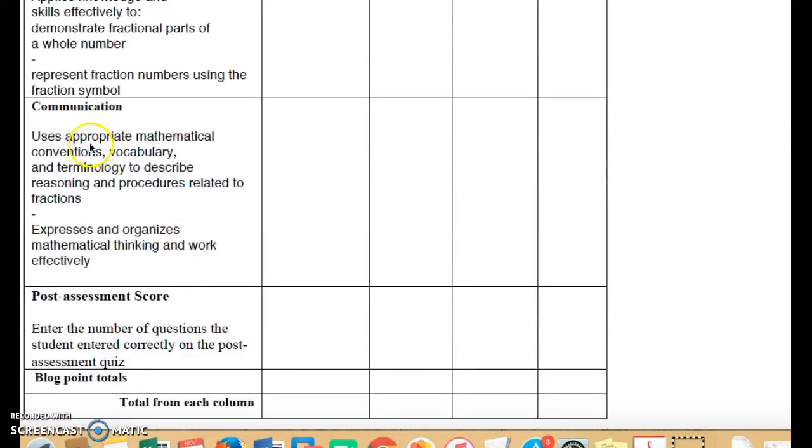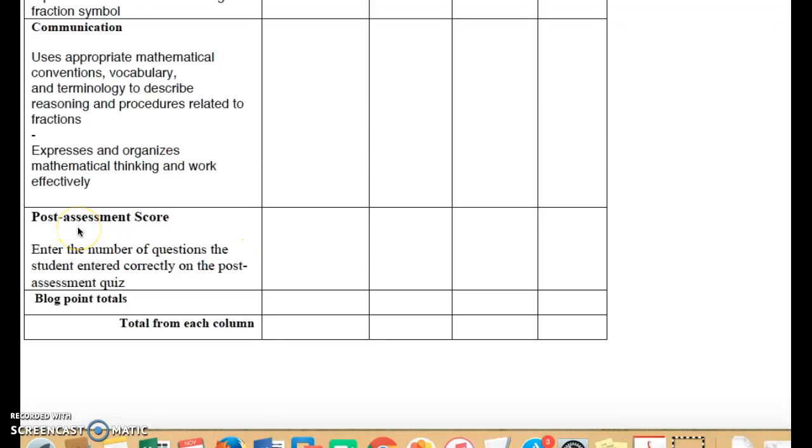Communication uses appropriate mathematical conventions, vocabulary, and terminology to describe reasoning and procedures related to fractions. Expresses and organizes mathematical thinking and working effectively. I believe that both of these will be mostly in what we see in the blogs. And then this is the post-assessment test. It's the same as the pre-test, as you see later. You'll just enter the score here.